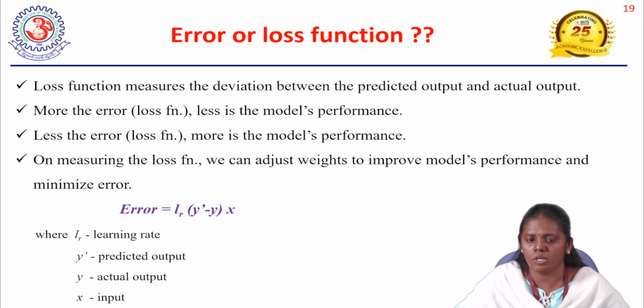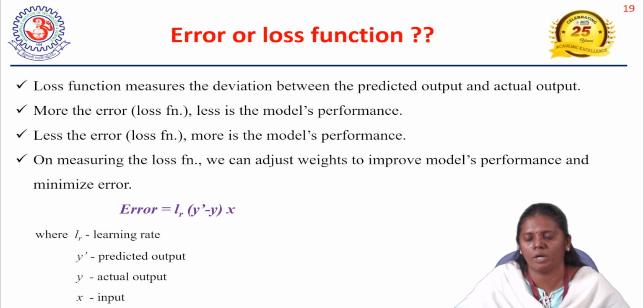On measuring the loss function, we can adjust the weights to improve the model's performance and minimize the error. So when I want to improve the performance, I have to adjust the weights and measure whether the loss is less, whether the error is less. When I keep on reducing the loss or the error, the performance of the model will increase.